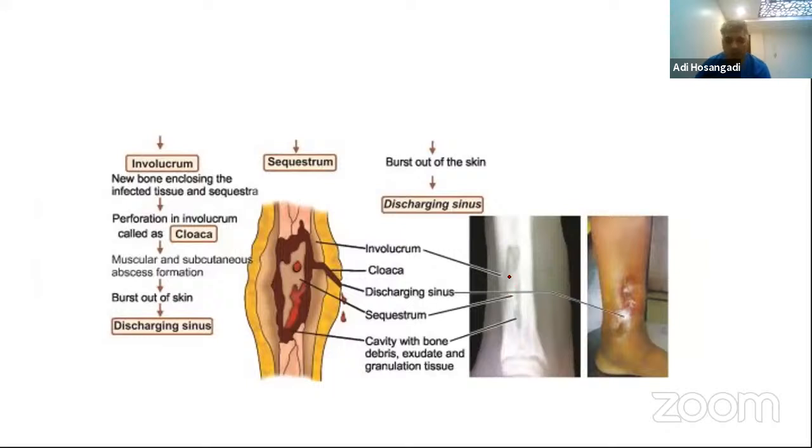Okay. This is a better diagram. Look at this. This entire bone has become a sequestrum. The body is trying to develop a new bone across this. That is the involucrum. Right? Understand?